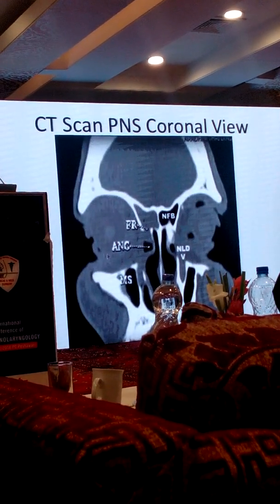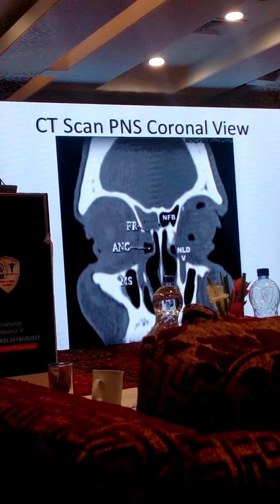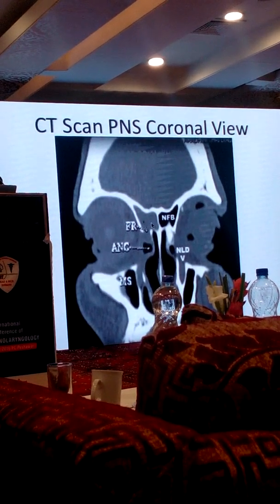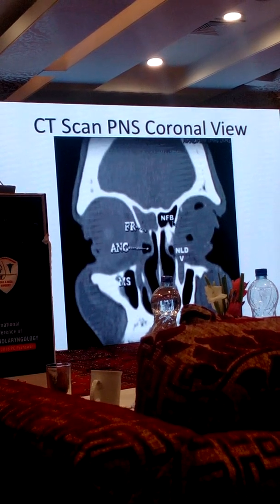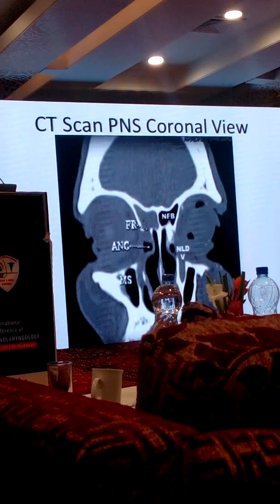Now here, this is a very interesting thing which I learned much later on. We should have learned it before. This is the frontal recess, and this is the frontal sinus. Why am I saying this? This is the frontal recess and this is the frontal sinus.